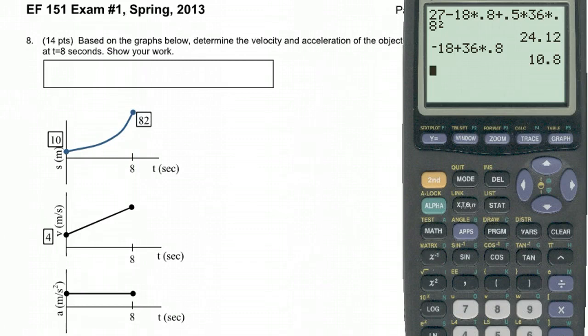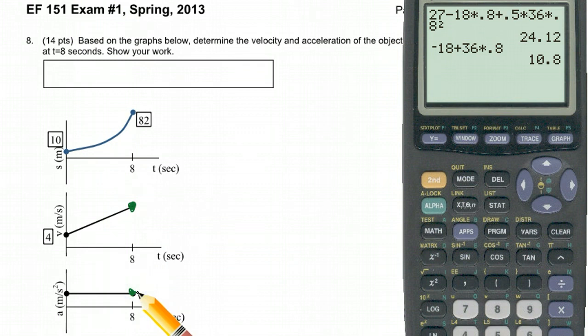Okay, everybody's favorite type of problem, graphs, but this one's really not bad. The point we're trying to test here is, do you understand the relationship between these various graphs? And looking at the information, we want to determine the velocity and acceleration of the object at time equals 8 seconds. So we want to determine that value and that value on our graphs.